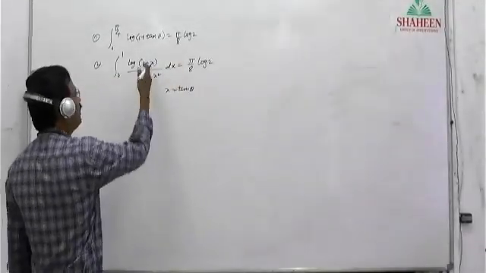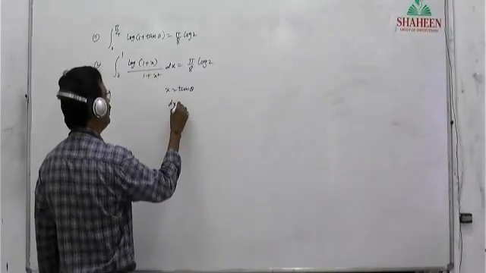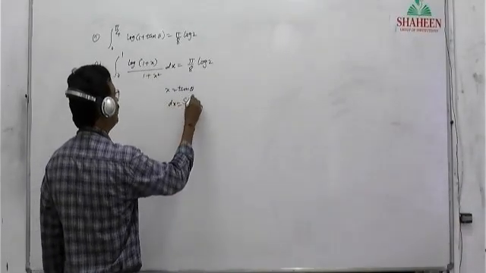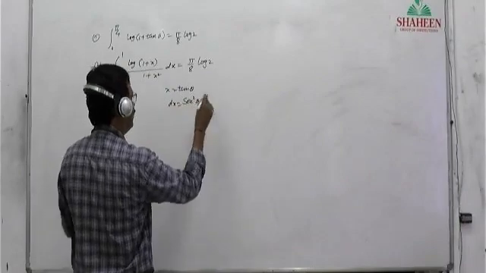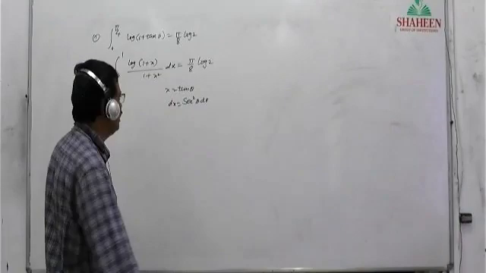Now put x is equal to tan theta. Then what will be dx? dx is the derivative of tan, which is sec square theta d theta. Is it okay, all of you? That is sec square theta d theta.